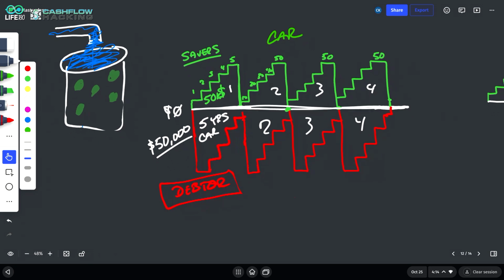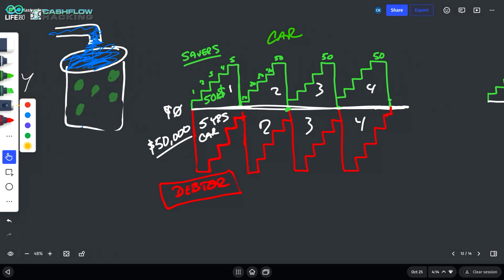Now, I want to use this example to drive the point home a little bit more. What I have down here, and I'm going to use this color, is that we can see debtors. I'm going to use this as a car. Let's say we have a $50,000 car, okay? I'm going to use yellow so I can use it for each one. A $50,000 car that we want to go buy.